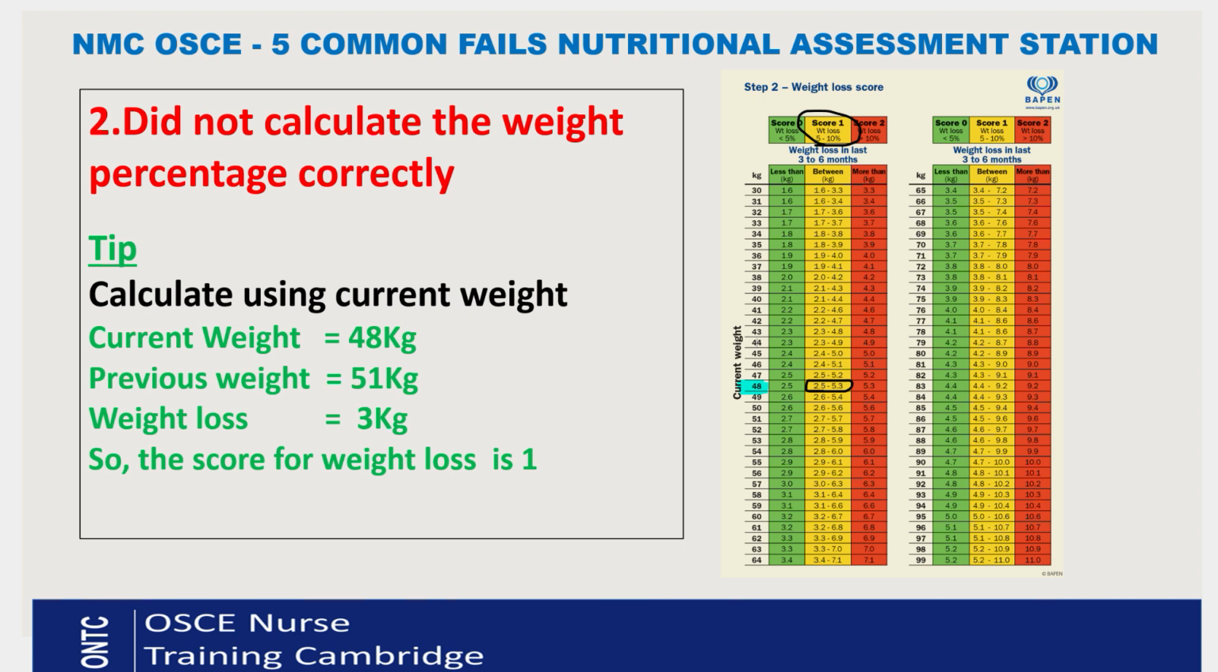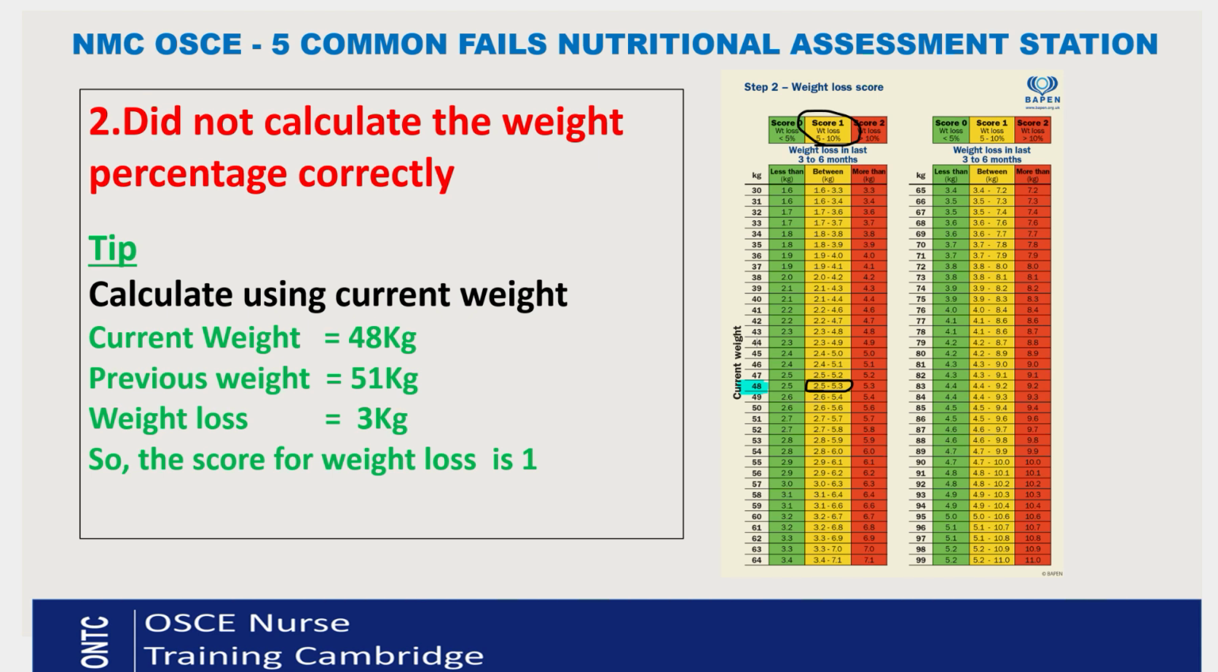Why do people make this mistake? Again, people look at the previous weight. The chart works on the current weight. Both BMI and this chart work on the current weight. So you need to look at the current weight and then work out the weight loss percentage. In this case, your current weight is 48, previous weight was 51, so it's 3 kilos.